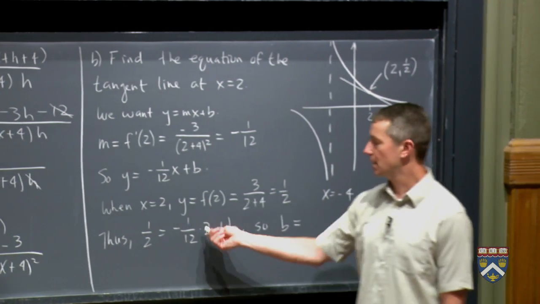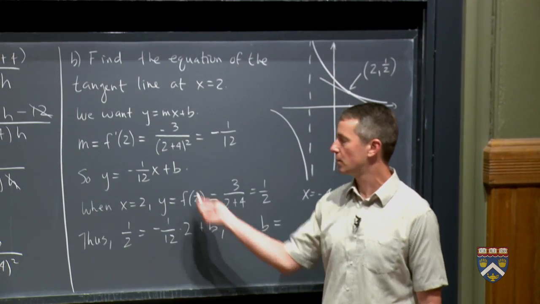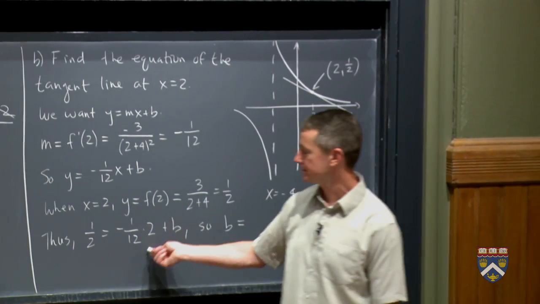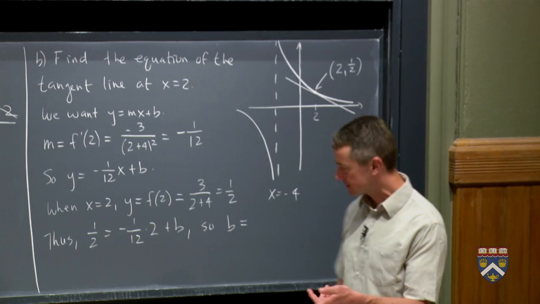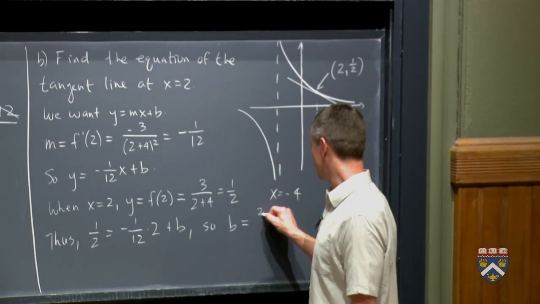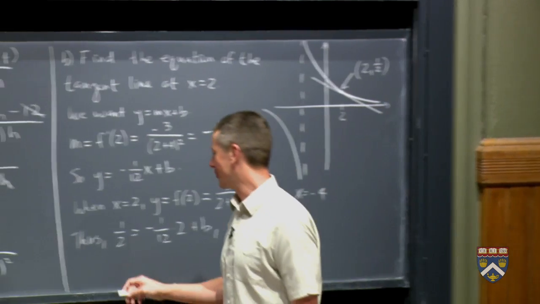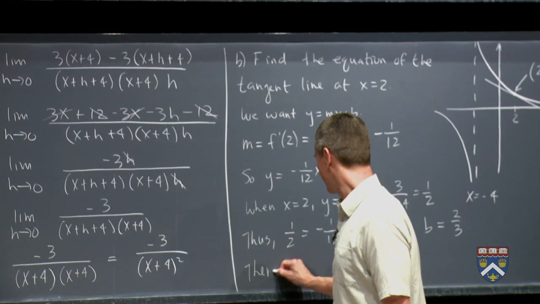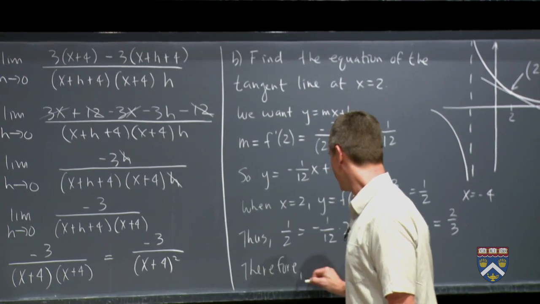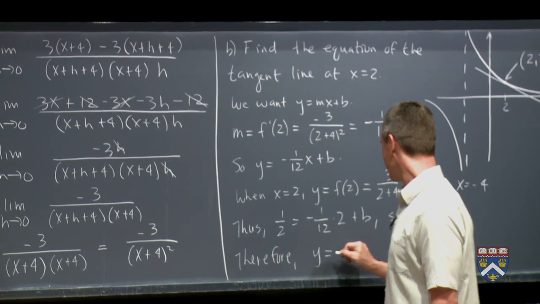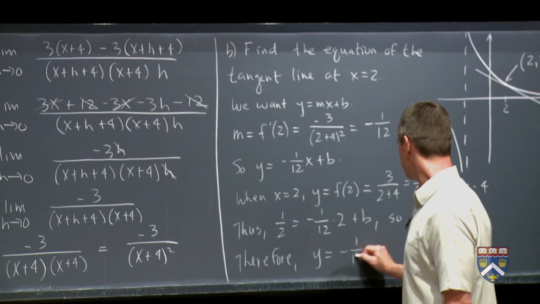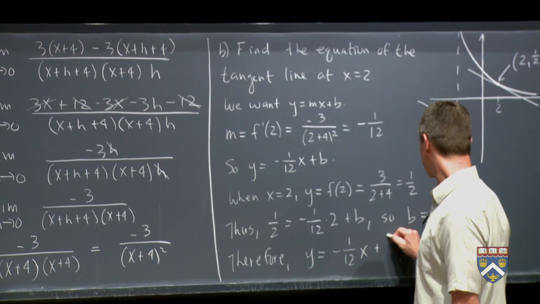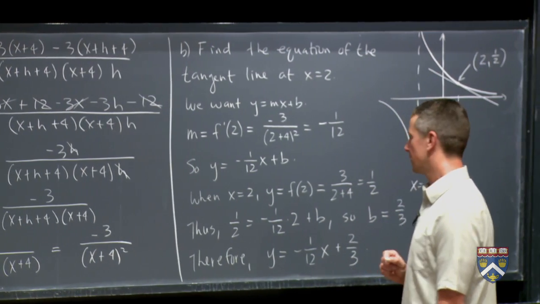So I think negative 1/12 times 2 is negative 1/6. If I move the 1/6 to the other side, it's like I'm taking 1/6 plus 3/6, which is 4/6, which is 2/3. Therefore, the equation of our tangent line is y equals negative 1/12 x plus 2/3.